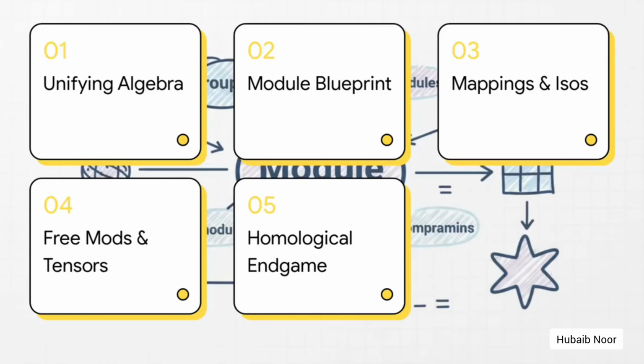First, unifying abstract algebra. Second, the module blueprint. Third, mappings and isomorphisms. Fourth, free modules and tensors. And finally, number 5, the homological endgame.